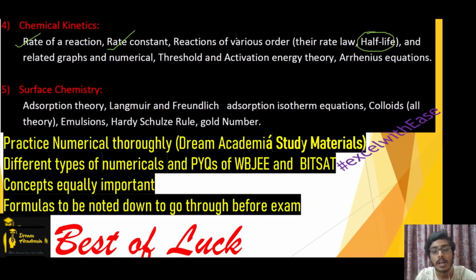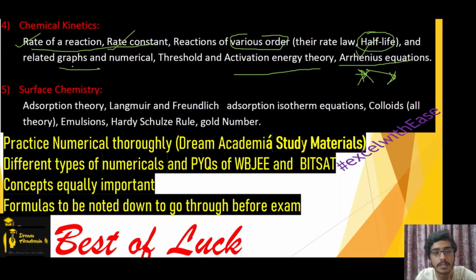You must know the graphs of the various orders, not only of the concentration versus time, but even the log of the concentration versus time, because they ask you the nature of the graphs in the MCQ questions. And obviously activation energy theory and Arrhenius equation, this is very important. You can see questions from here, right? So the rate of reaction from here is important, the terms, rate constant, then the reactions of various order, half-life, questions from half-life can be seen in previous years, graphs, and Arrhenius equation and activation energy.